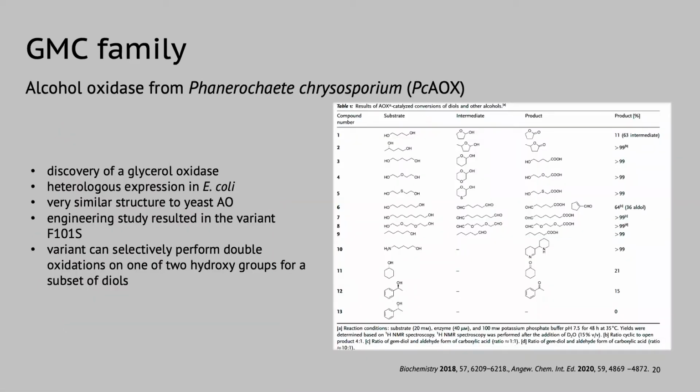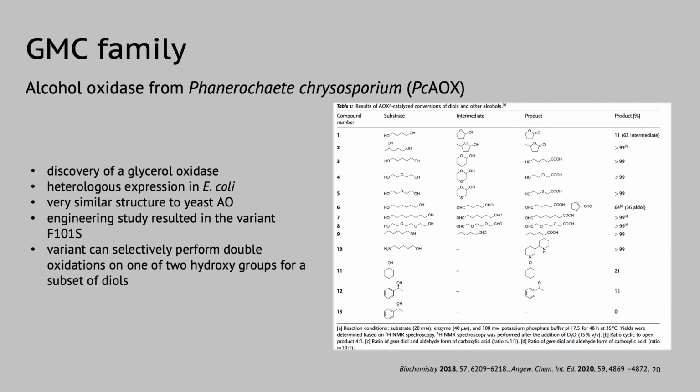Only recently an alcohol oxidase was characterized, which is actually a discovery of a glycerol oxidase. And why is this so cool? Because glycerol constitutes an abundant byproduct of biodiesel manufacture. And there's a growing interest in increasing the sustainability of this process through valorization of glycerol. Then there are engineering studies, and that resulted in a new variant of this glycerol oxidase with a new substrate scope that could be really broadened.